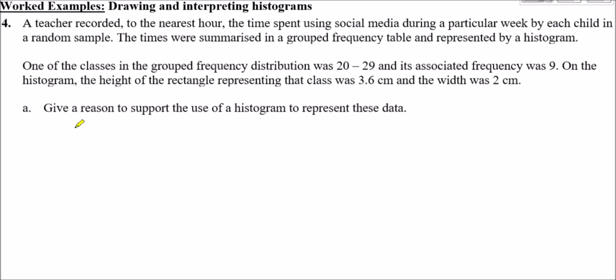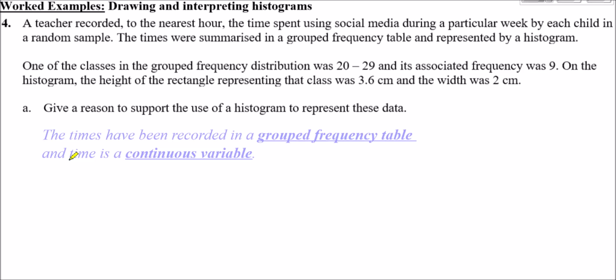Part A, we were asked to give a reason to support the use of a histogram to represent these data. So why is a histogram appropriate? You need to refer to the earlier bit of the notes for this section, or remember what was said earlier. Essentially, something along the lines of this: two main reasons. First of all, it's because the times have been recorded in a grouped frequency table. The second point is that the variable time is a continuous variable. So it needs to be a grouped frequency table and the variable needs to be continuous, so you need to bring attention to the examiner to both of these key points.